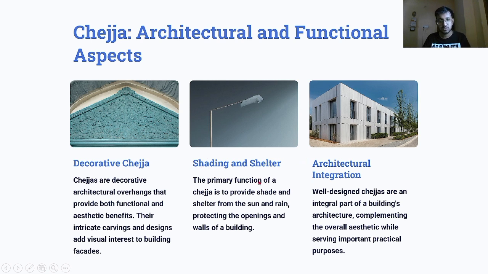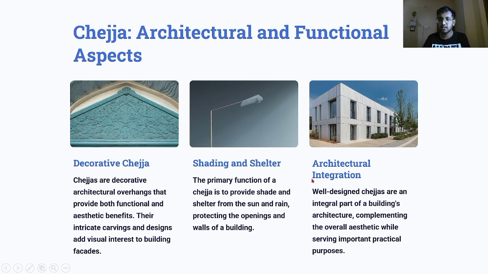Next, shading and shelter. The primary function of a chajja is to provide shade and shelter from the sun and rain. You can think of it as a roof, which provides shade and shelter from the sun and rain, protecting the openings and walls of the building.